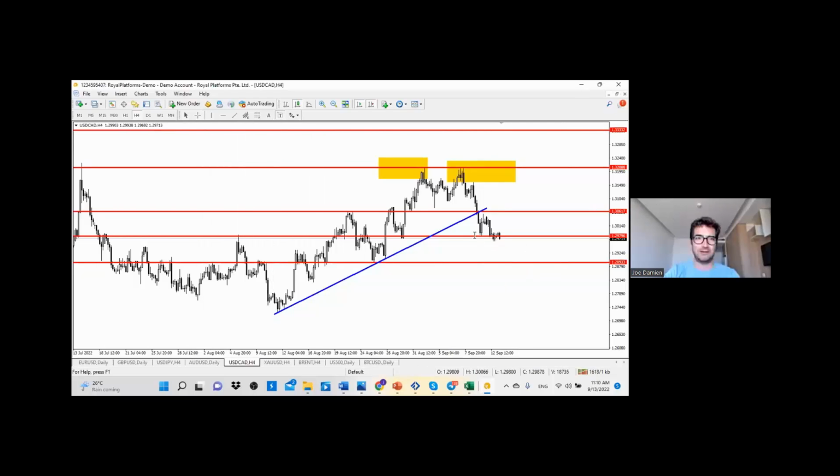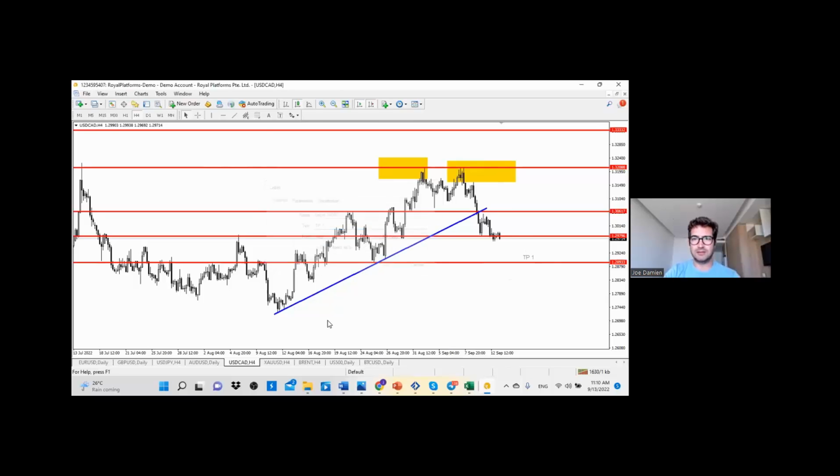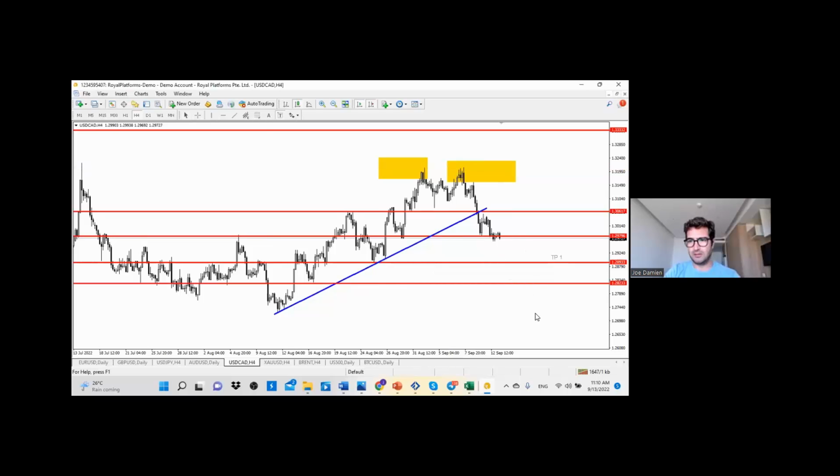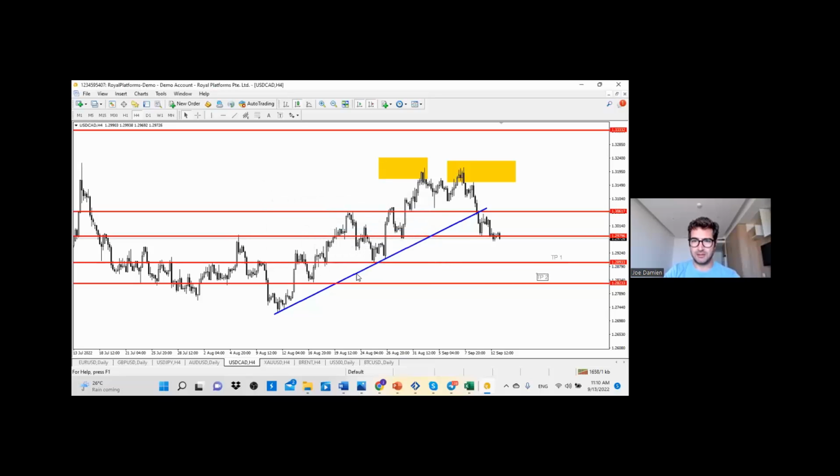So first target here, TP1, 128.93, and the next one will be this area here, 28.23, TP2. So we can see that the market reversed. We have a breakout of the bullish trend line, double top. Obviously, lower highs, lower lows. So we are in a downtrend. So the market is heading around the 28.93 and then 28.23.